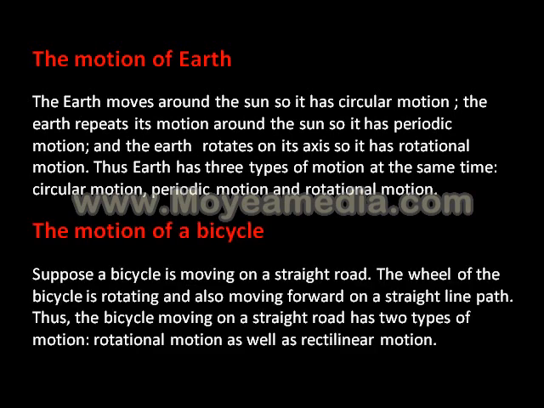The next example is the motion of a bicycle. When the bicycle is moving on a straight road, the wheel of the bicycle is rotating and also at the same time the wheel is moving forward on a straight line path. So, when the bicycle wheel is rotating, it is representing rotational motion, and when it is moving on a straight line path, it is showing rectilinear motion. Thus, it represents a combination of two types of motion.